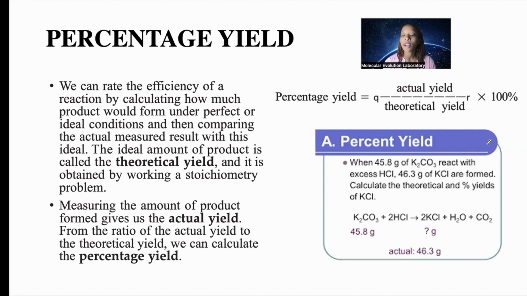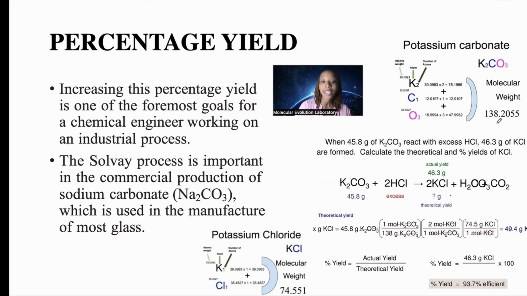When 45.8 grams of potassium carbonate reacts with excess hydrochloric acid, 46.3 grams of potassium chloride are formed. Calculate the theoretical and the percentage yield of potassium chloride. So the actual yield is 46.3. To find the percentage yield, you'll have to divide the actual yield by the theoretical yield and times that by 100%, which basically gives you the percentage yield. Increasing this percentage yield is one of the foremost goals of the chemical engineers working on an industrial process.